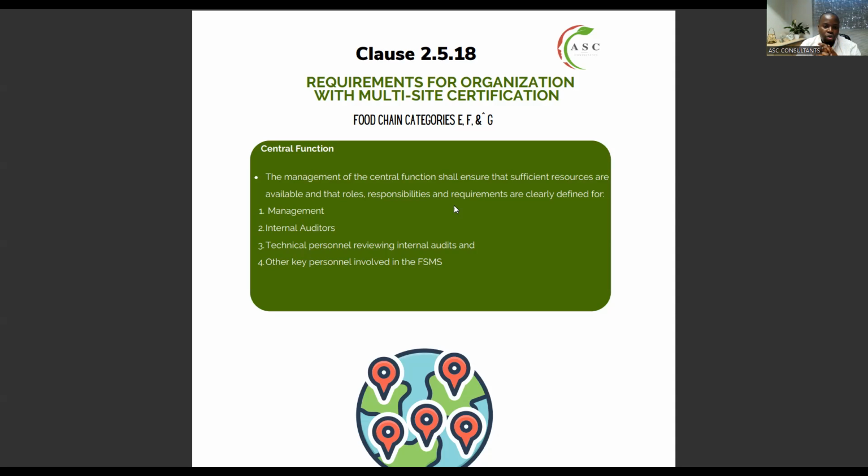And it also, with the new requirement that has been introduced, the management of the central function shall ensure that there is sufficient resources available and that roles, responsibilities, and requirements are clearly defined for management, internal auditors, technical personnel reviewing the internal audits that have been conducted by internal auditors, as well as other key personnel that is involved in the food safety management system.